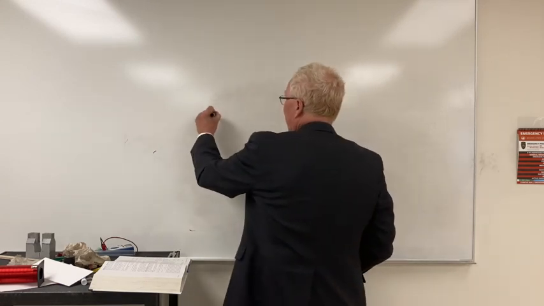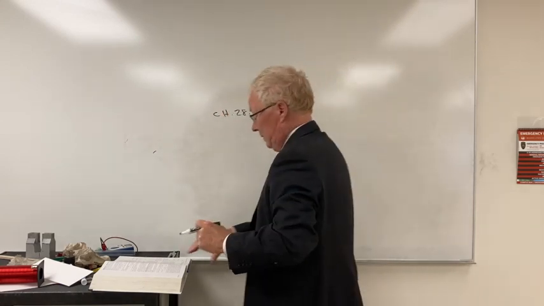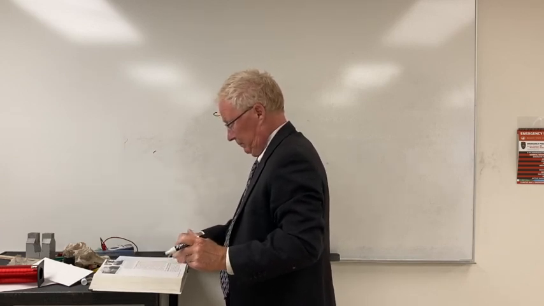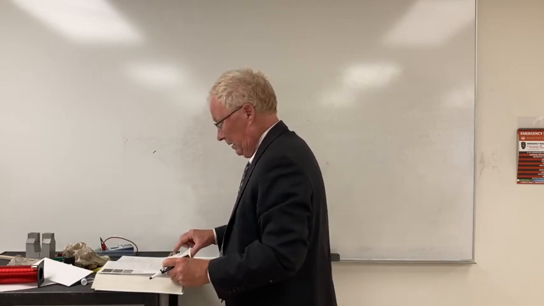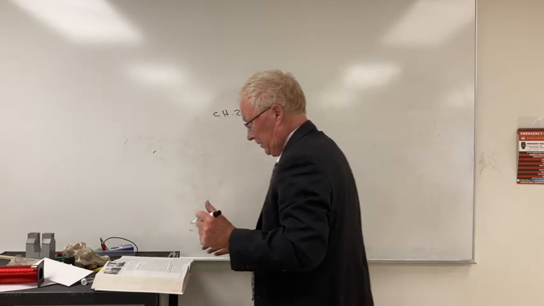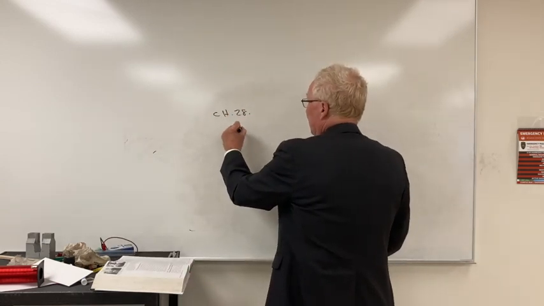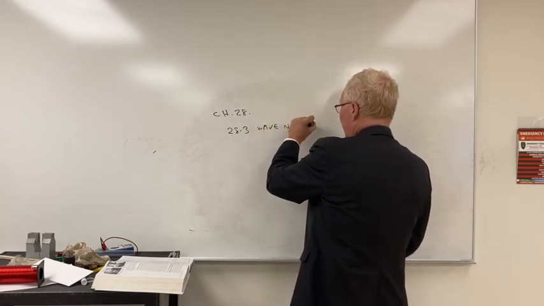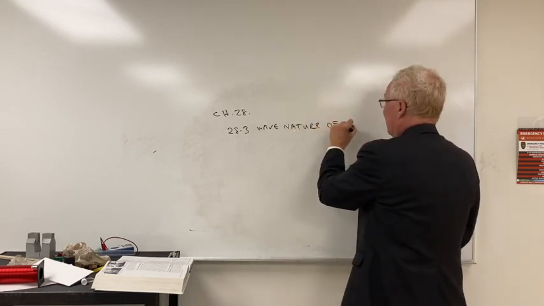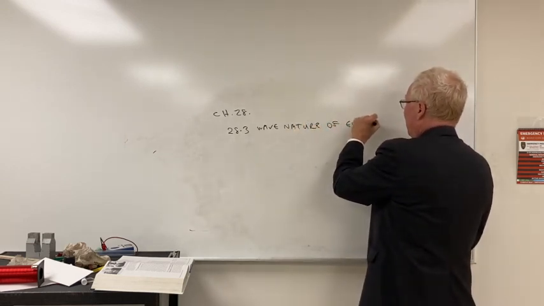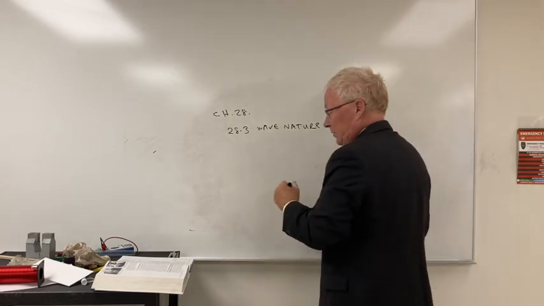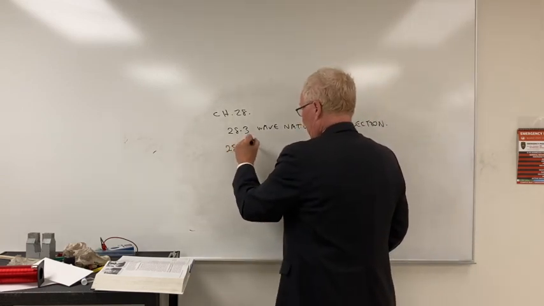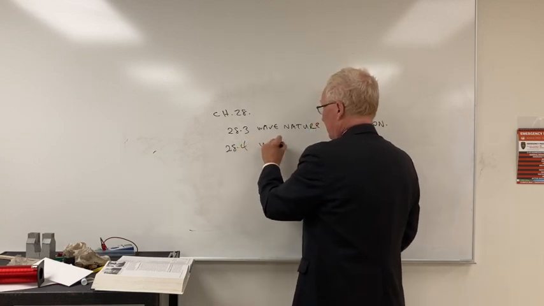All right, chapter 28. First, section 28.2 is just the wave nature of the electron, which we've already talked about. All right. And then 28.4 is the Heisenberg uncertainty principle.